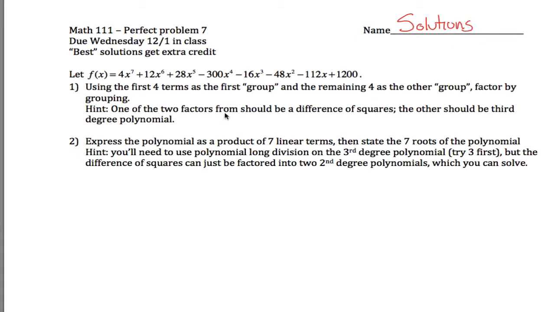All right, here are our solutions to perfect problem 7. We're given a 7th degree polynomial. Kind of crazy. And asked to find the 7 roots, basically, is what we're supposed to do. But it gives us some hints here.